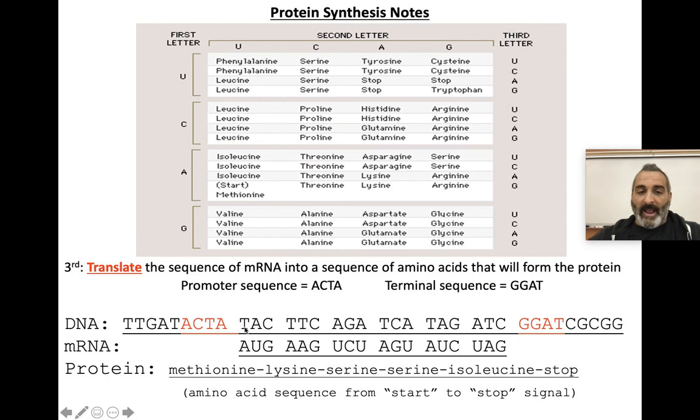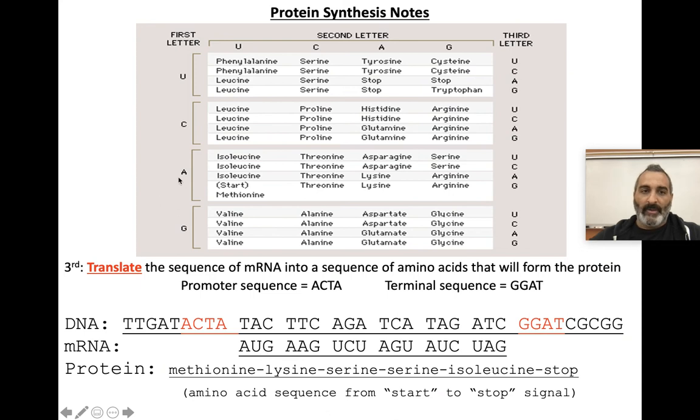And by the way, everything before start and after, you don't need it. There's no value to it. It's non-coding DNA. We don't need that DNA. That DNA is not involved in the actual protein that we will see. So your protein, this is important. Your protein is always start to stop. So look at the protein is the amino acid sequence from start to the stop signal. So let's first do it.